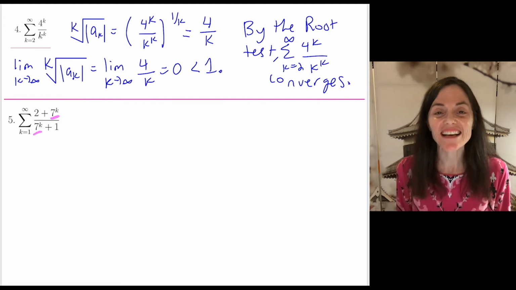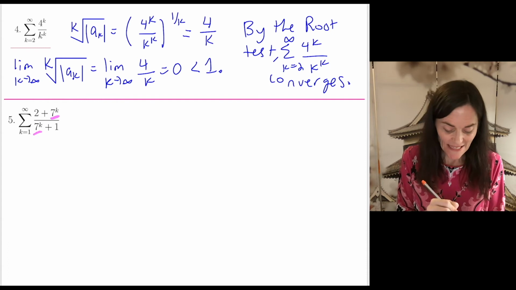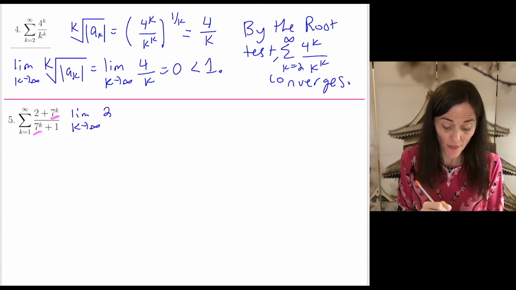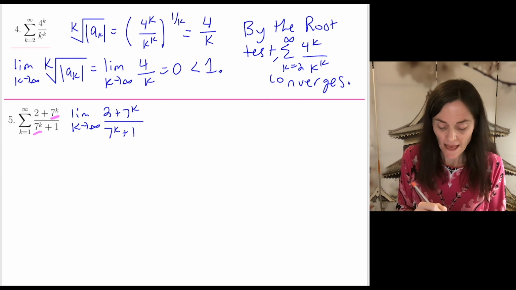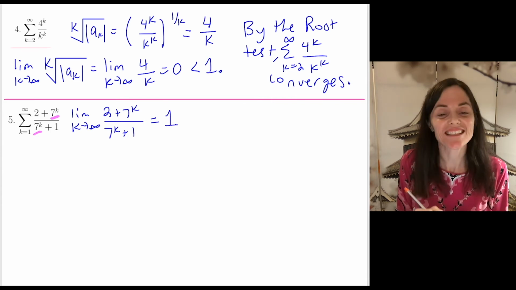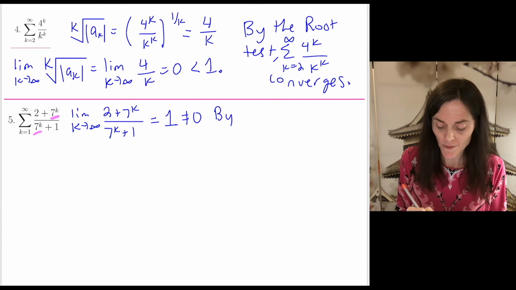Number 5, term test. This one is quick. We take a limit as k goes to infinity of the terms. And this is 1, which is not equal to 0. And we conclude the series diverges.